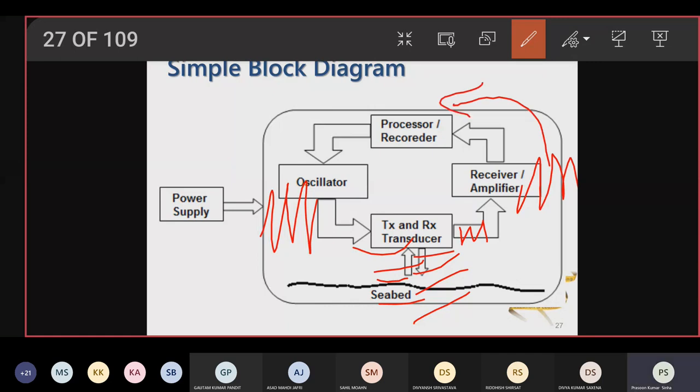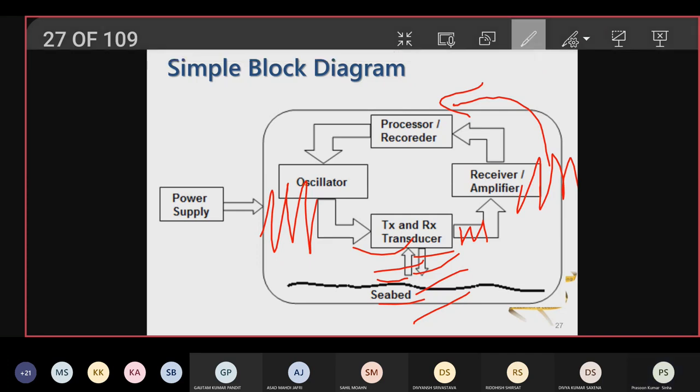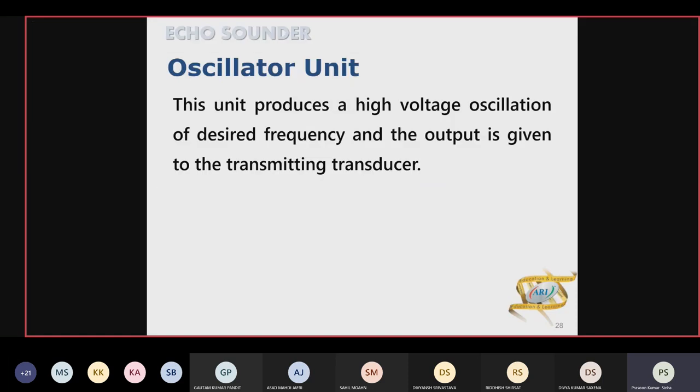We will see later how the recording takes place when we are talking about how the echo sounder is doing the recording. We have already seen the formula T into T divided by 2. तो ये कैसे होता है रिकॉर्डर में वो हम सेपरेटली देखेंगे बाद में. Some explanation of the boxes that we have seen.